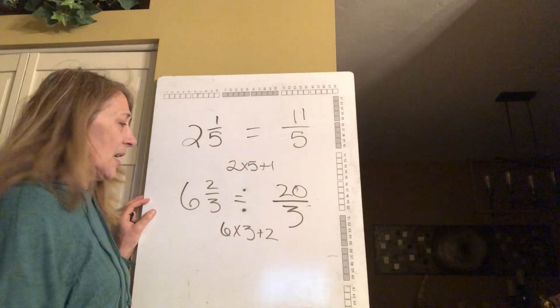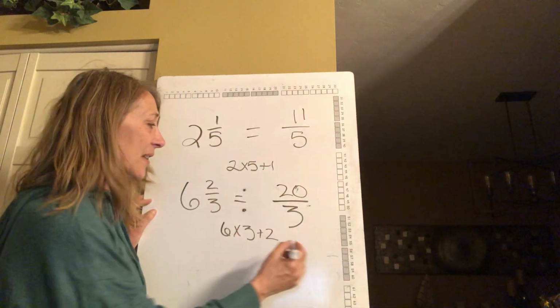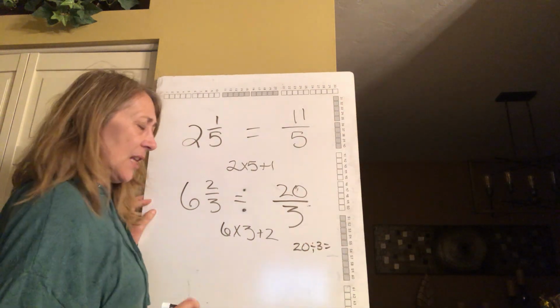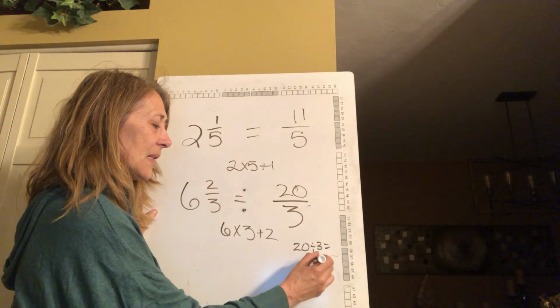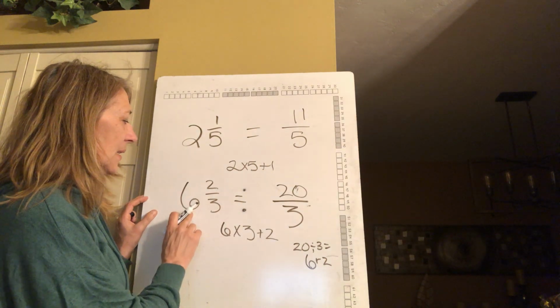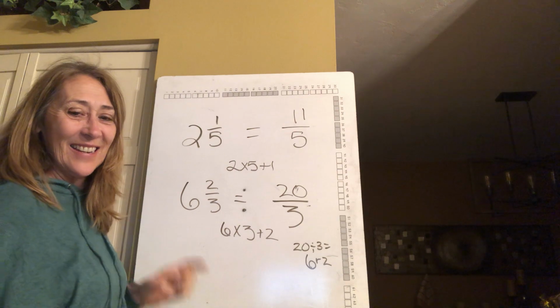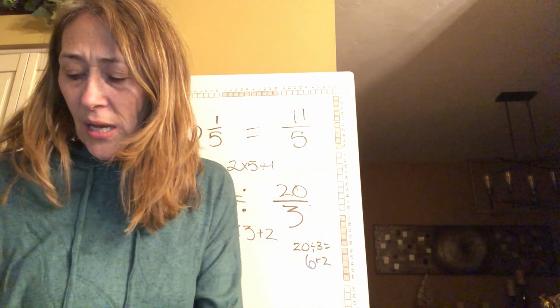20 thirds. And if I do that backwards, just to check, remember inverse checks. 20 divided by 3 equals 6, remainder 2. 6 2/3. It's all related.